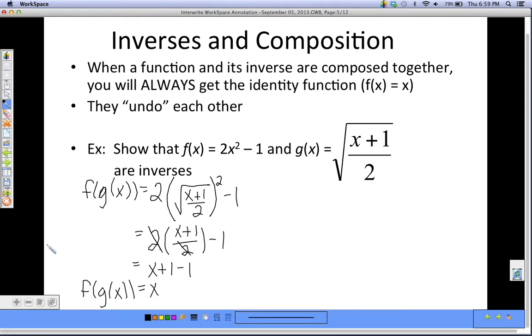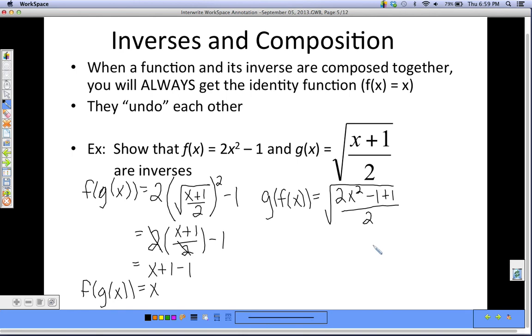Okay, but remember, we got to do it the other way. So let's test that out. So we have g of f of x, and we're going to plug that in. So we have our square root, and oh, there's our x. So we got to plug in f of x. So we have 2x squared minus 1 plus 1 divided by 2.